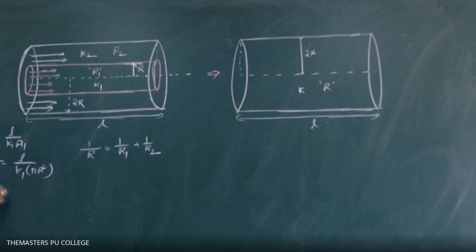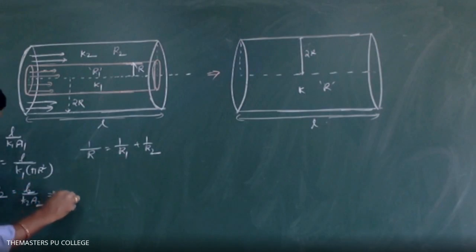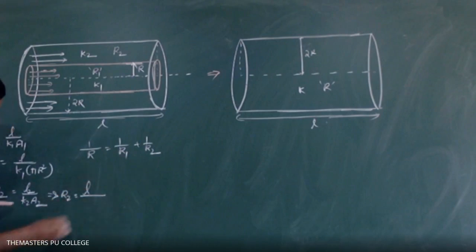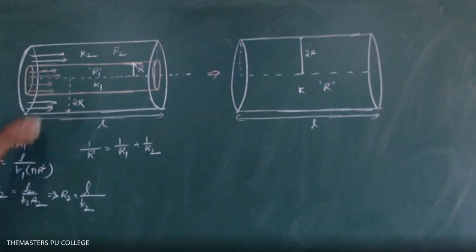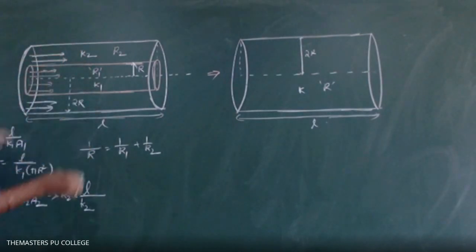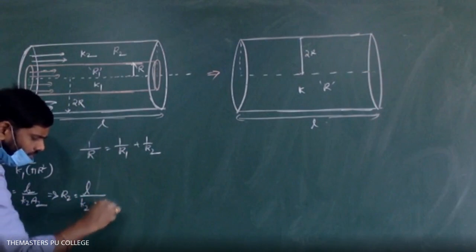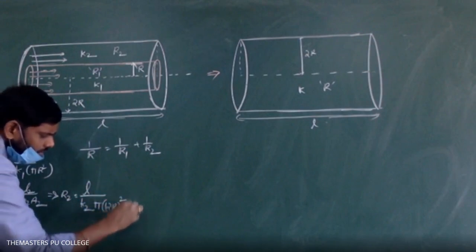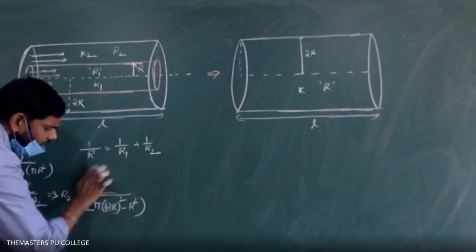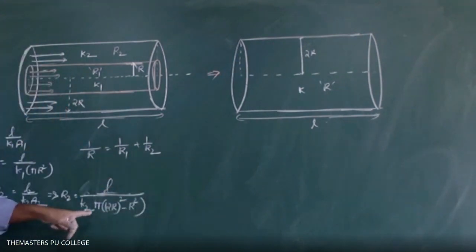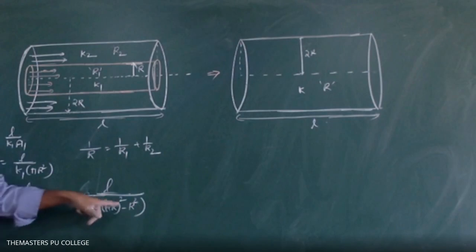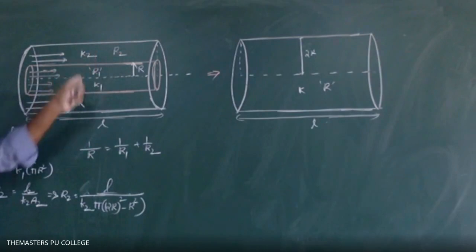Next, similarly, R2 equals L divided by K2 A2. So that implies R2 equals, the length is the same, divided by K2 into, what is the effective area through which heat will be transmitted to the second rod? The second rod area is equal to pi of 2r square minus r square. Are you getting this guys? K2 into pi of 2r whole square minus r square. This is the effective area through which the heat will be transferred to the second rod.